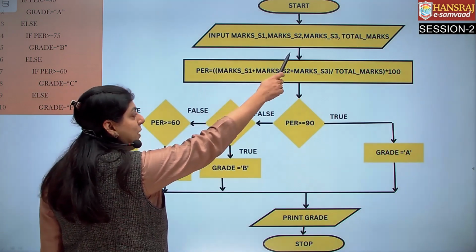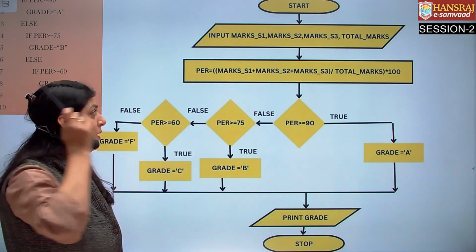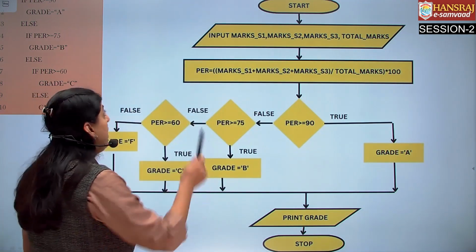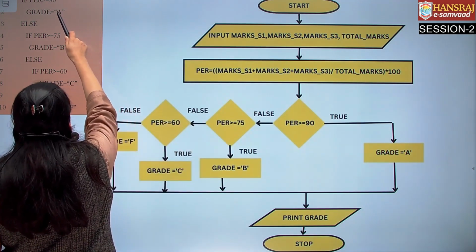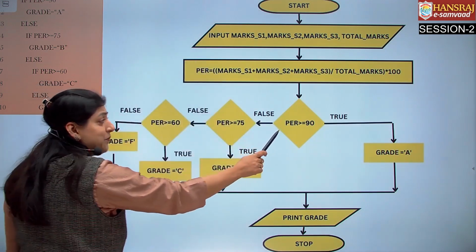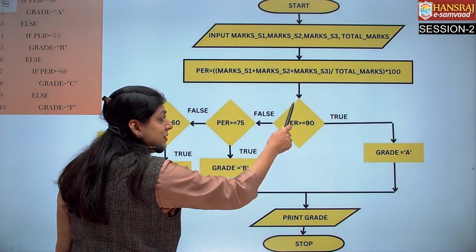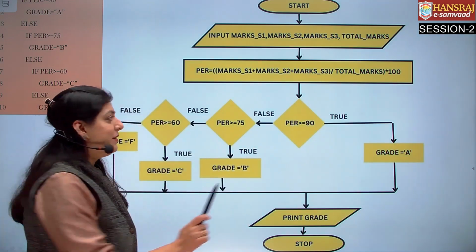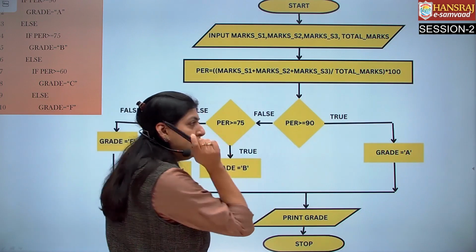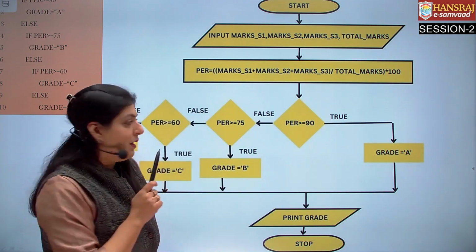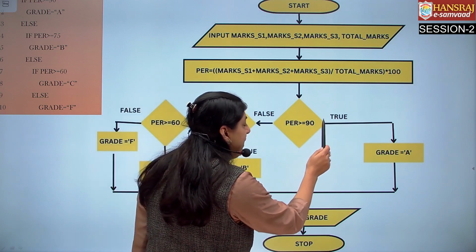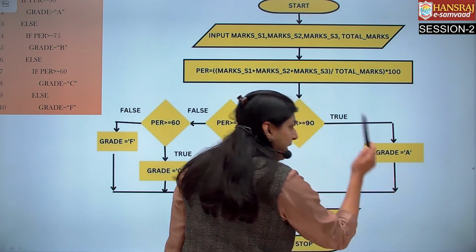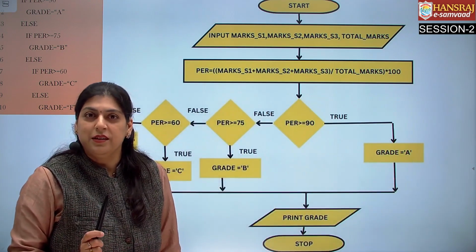This is the same step. You are taking the value from the user, and the percentage is calculated. Now what I have to do? I have to check this first condition: if percentage is greater than or equal to 90. So I am writing in this decision box the condition greater than or equal to. These are my relational operators. So if this is greater than or equal to 90, true, then what we have to do? We have to assign grade A.